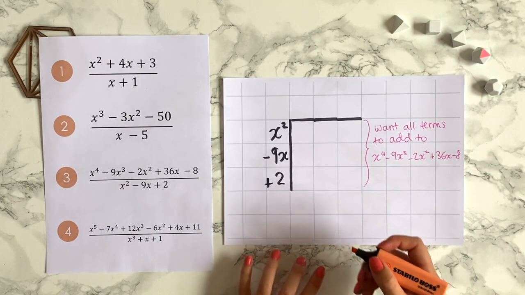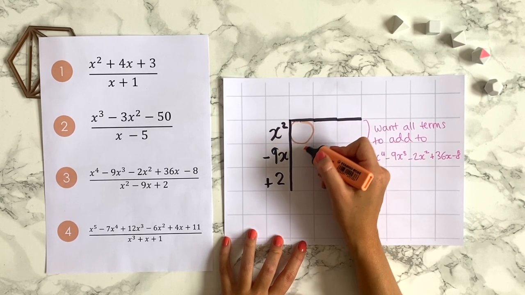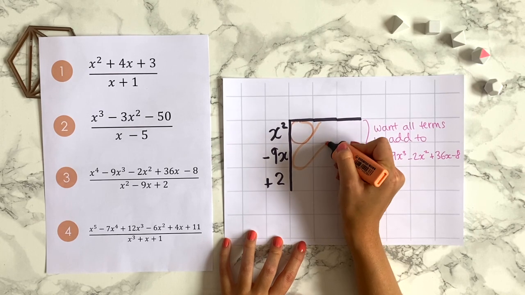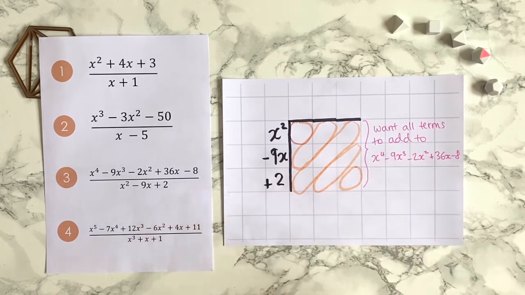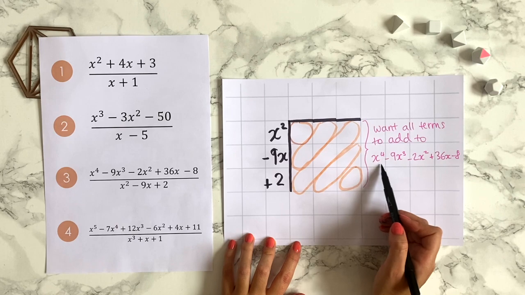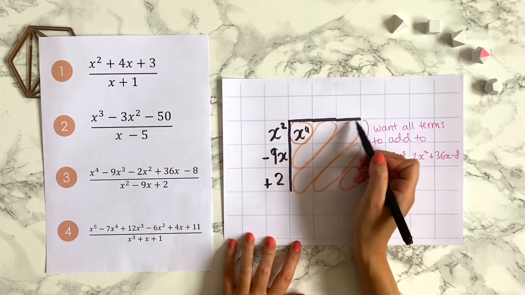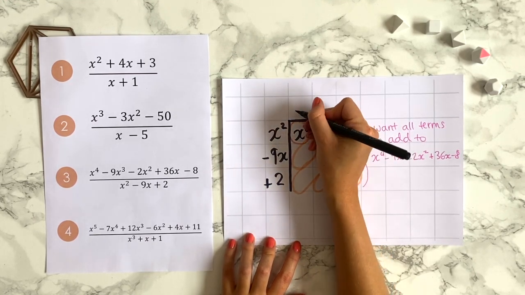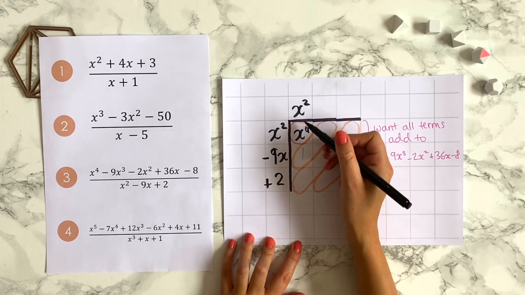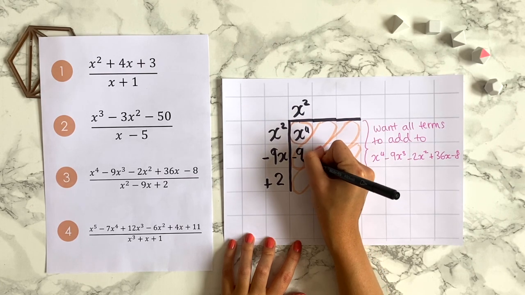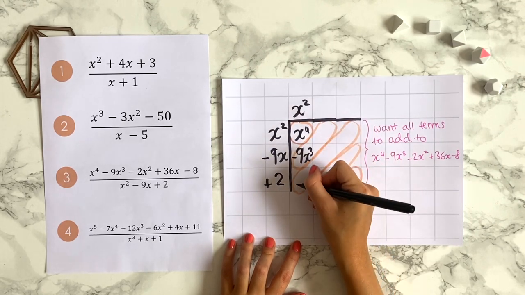Next up, we draw our bubbles. So the top left square is always a bubble on its own. And then in order to make diagonal bubbles, we're gonna have to have one here. We're gonna have one here, one like this, and one like this. Now we want this first bubble here to be the first thing here. So we want this to be x to the power of 4. And because it's a multiplication grid, we therefore need this term to be x squared. Then we can fill out the two squares here. So minus 9x times x squared is minus 9x cubed. And this one here is plus 2x squared.